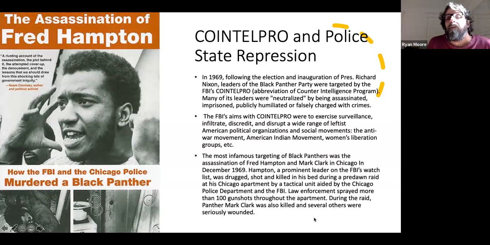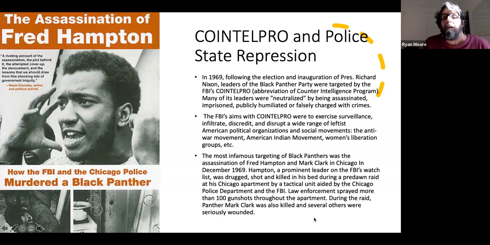So leaders of the Black Panther Party became targeted as part of this program called COINTELPRO, an abbreviation of a counterintelligence program that was launched by the FBI. And as a result of this program, many of the leaders of the Black Panthers were in one way or another neutralized. Either they were assassinated, or they were imprisoned, or they were publicly humiliated, or falsely charged with crimes.